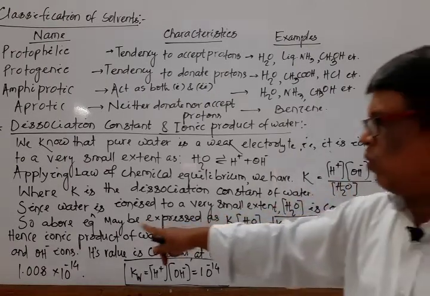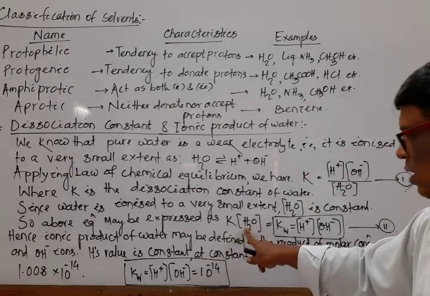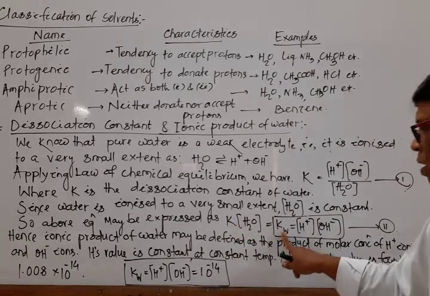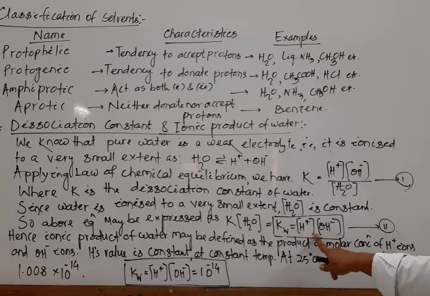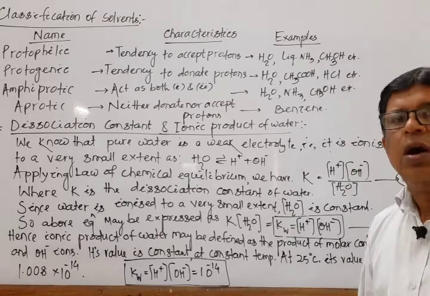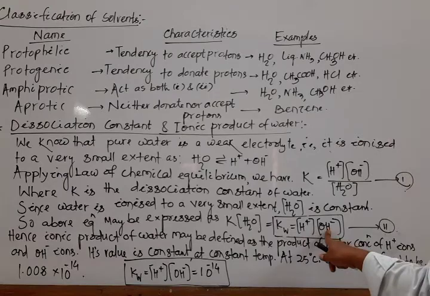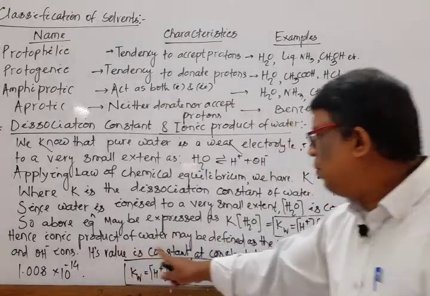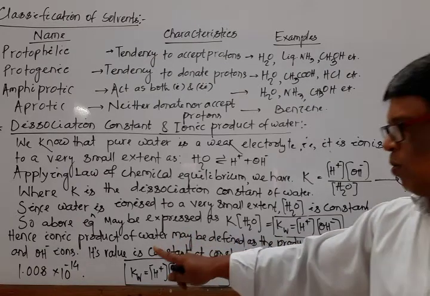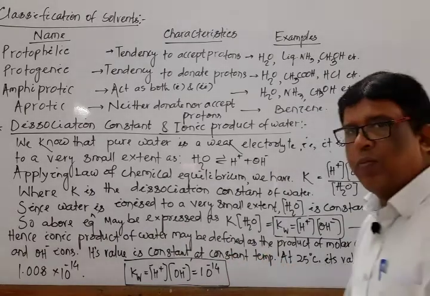Hence, the above equation may be represented as cross multiplication K into H2O. As it is a constant into another constant, it is known as Kw, the ionic product of water, which is equal to the product of H plus ion concentration and OH minus ion concentration. Or we can say Kw is equal to H3O plus ion concentration into OH minus ion concentration. Hence, the ionic product of water may be defined as the product of molar concentration of H plus ion and OH minus ion. Its value is constant at a constant temperature.